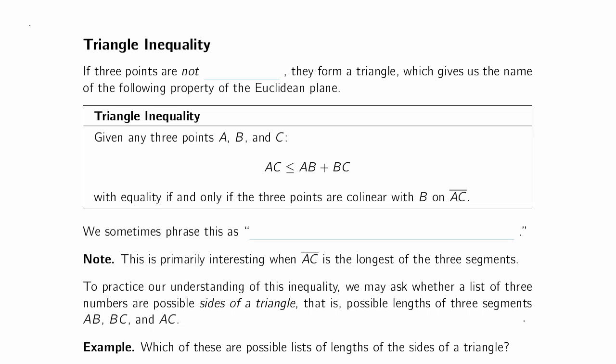If we have 3 points that are not collinear, then those 3 points form a triangle by just connecting the dots. So draw any old 3 points, we can connect the dots and get a triangle. And that gives us the name of this property of the Euclidean plane.